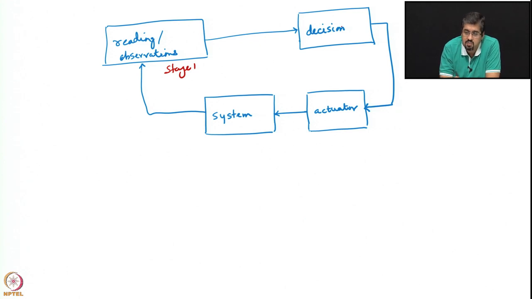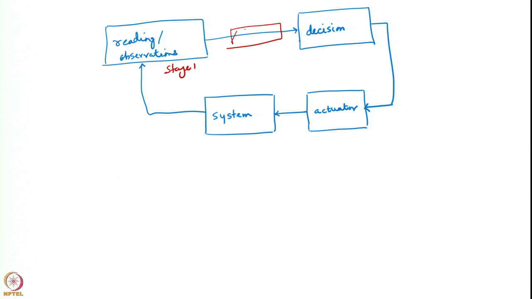The other thing that is happening is that because these are spatially separated, the reading block and the decision block, there is implicit in this a communication channel.